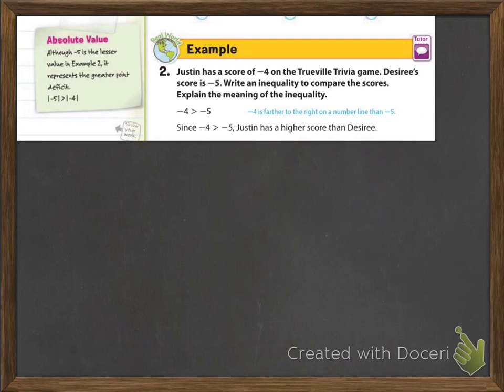Now it says example. Justin has a score of negative 4 on the Trueville trivia game. Desiree's score is negative 5. Write an inequality to compare the scores and explain the meaning of the inequality. So really quickly, I want you to underline or put a box around explain the meaning of the inequality. All right, so then it says, off to the side too, absolute value. Although negative 5 is the lesser value in example 2, it represents the greater point deficit. So let's see what that means.